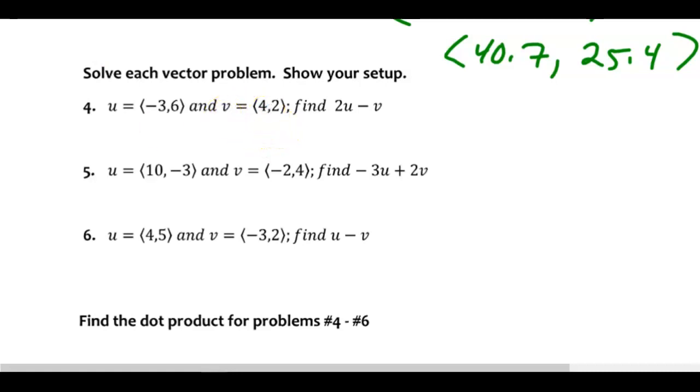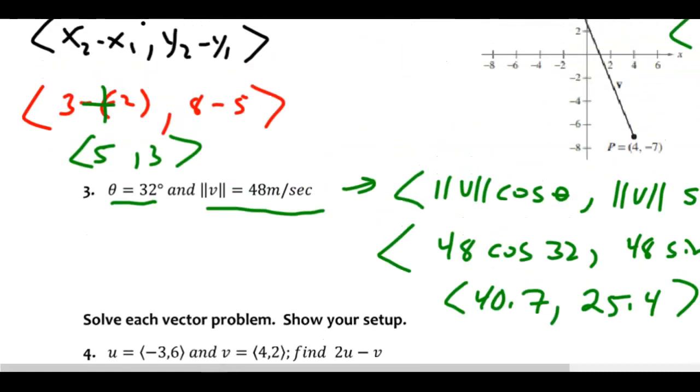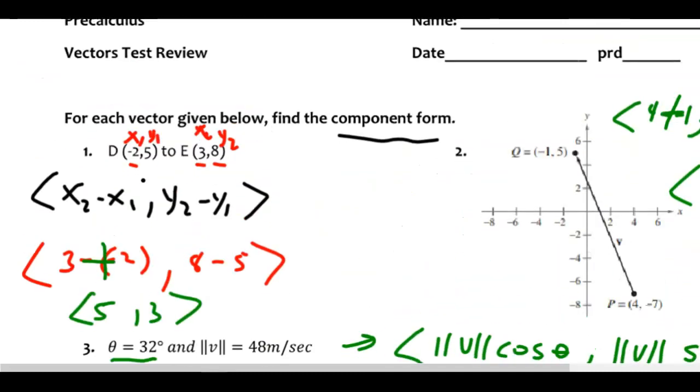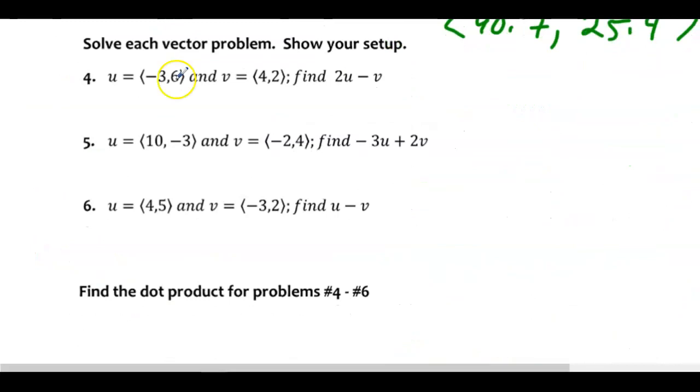It's already a vector. You do not have to use this concept right here. These are points to make a vector. I'm just trying to reiterate that because they're vectors, so don't do the same process. Right here, you just apply the operations. I got a multiplication and I got a subtraction. So we're going to do 2 times u minus v.